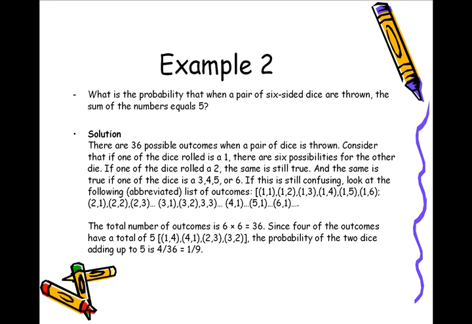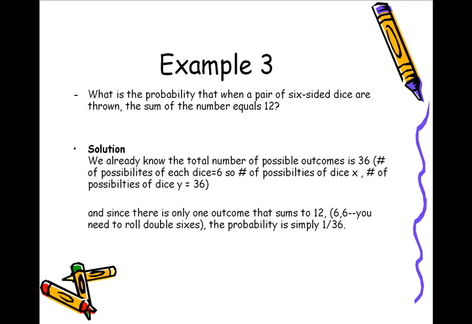Pretty basic stuff. Let's look at another example here. What is the probability when a pair of 6-sided dice are thrown and the sum of the numbers equals 12? We already know the total number of outcomes from our previous example is 36. We have 2 dice. We want to roll them twice. So the total number of outcomes is 36.